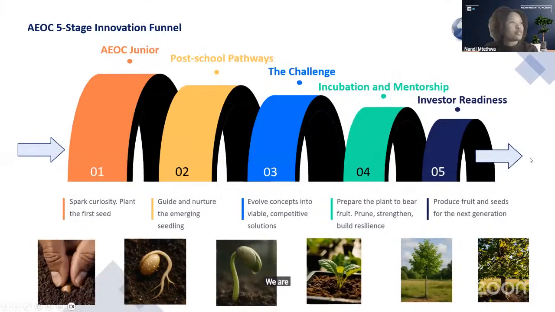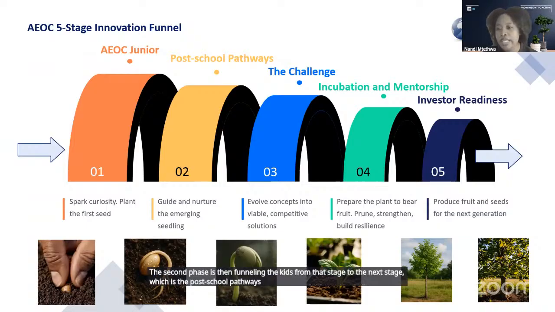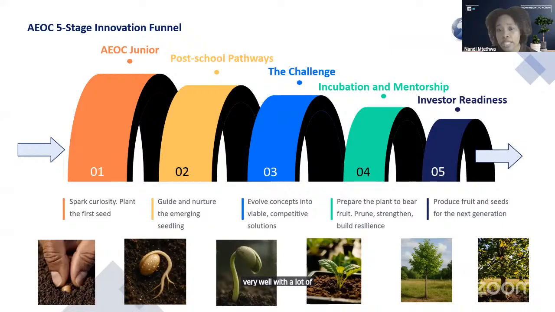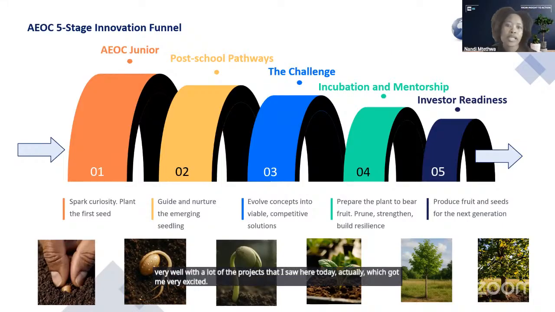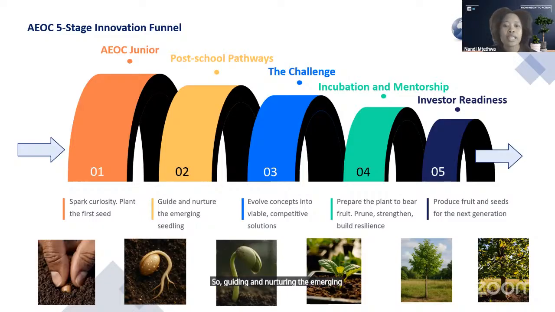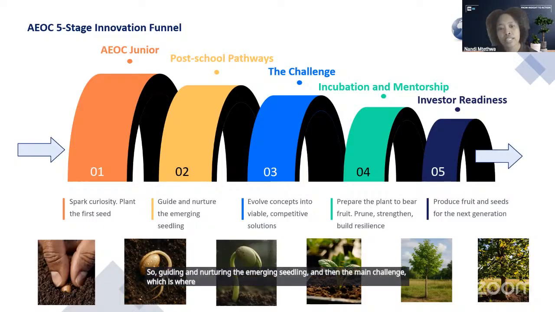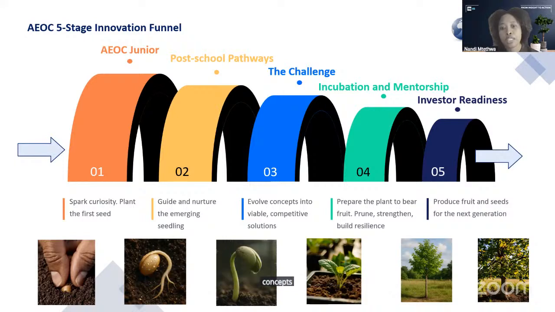We are aiming to do this through what we call a 5-stage innovation funnel. So this is starting at AOC Junior, where we are planting the seeds early. The second phase is then funneling the kids from that stage to the next stage, which is the post-school pathways. I believe that aligns very well with a lot of the projects that I saw here today, actually, which got me very excited. So guiding and nurturing the emerging seedling, and then the main challenge, which is where we test concepts into viable competitive solutions.